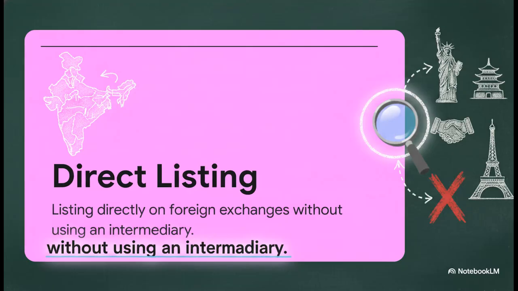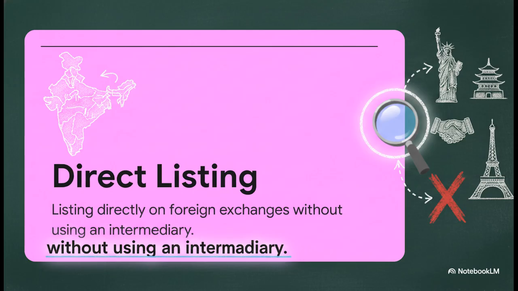Now, the absolute key concept to grasp right off the bat here is the total absence of any middleman. A direct listing is exactly what it sounds like. A domestic Indian company lists itself directly on stock exchanges in permitted foreign countries. Think of it kind of like a farm selling its products straight to you at a local farmer's market. There's no distributor, there's no grocery store acting as a broker.